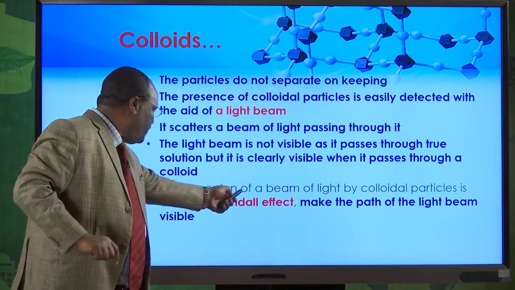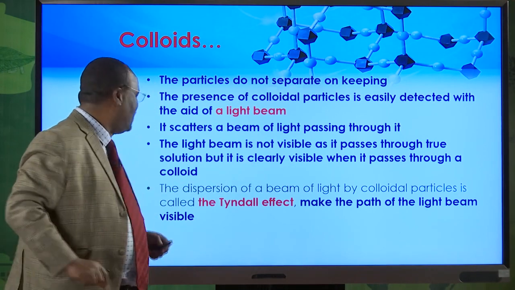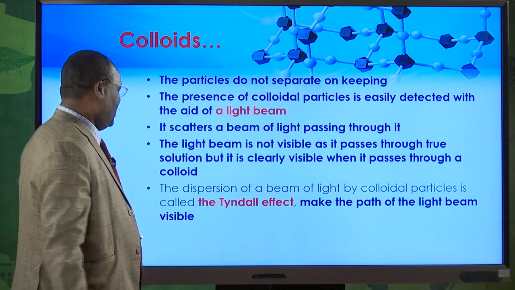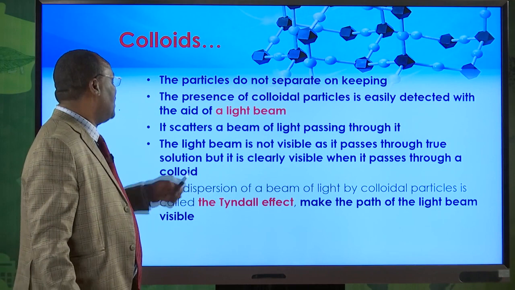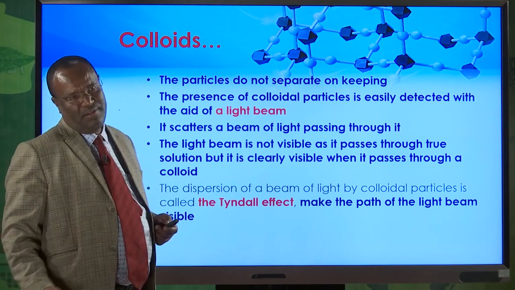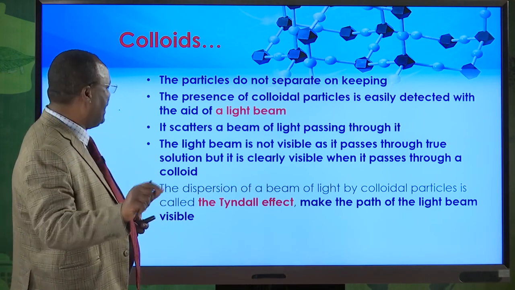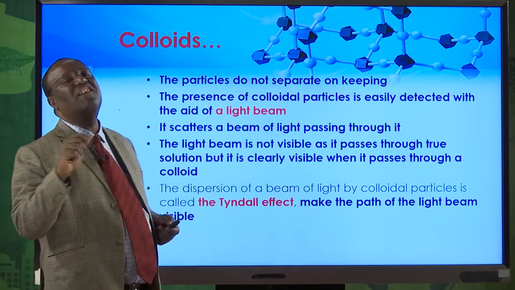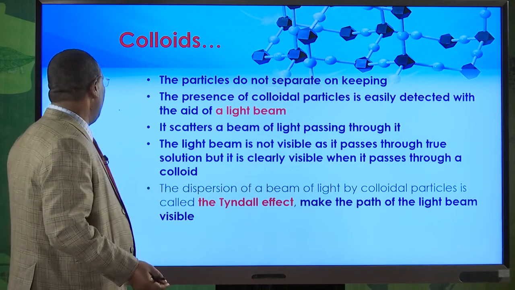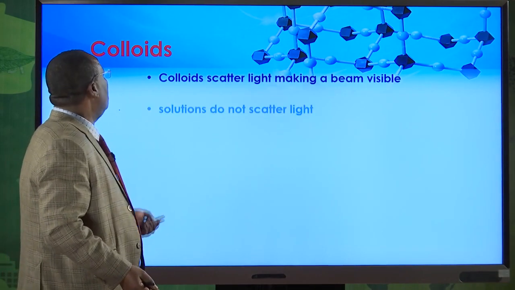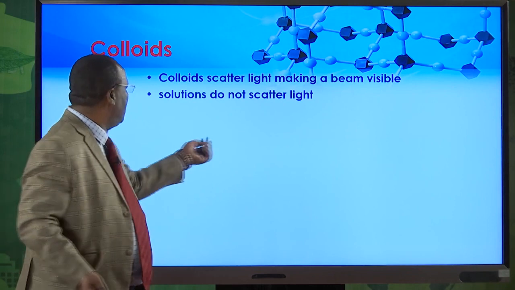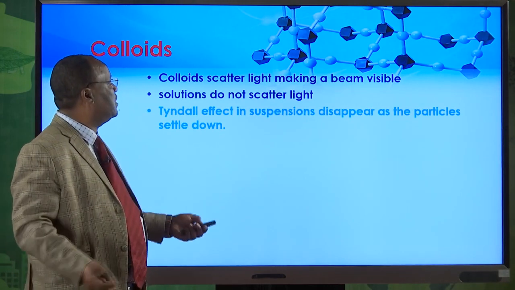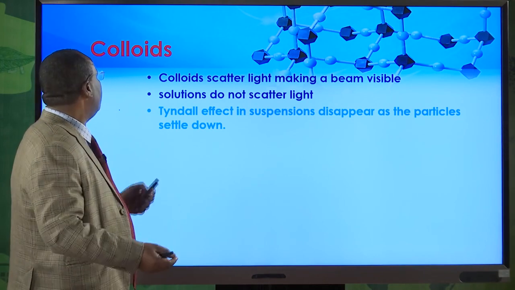The scattering of the beam of light by colloidal particles is called the Tyndall effect. The Tyndall effect makes the path of the light beam visible. This effect makes the light path in colloid visible. This is called the Tyndall effect. Colloids scatter the light, making the beam visible. As I've said, solutions do not scatter light. Tyndall effect in suspensions disappears as particles settle down.